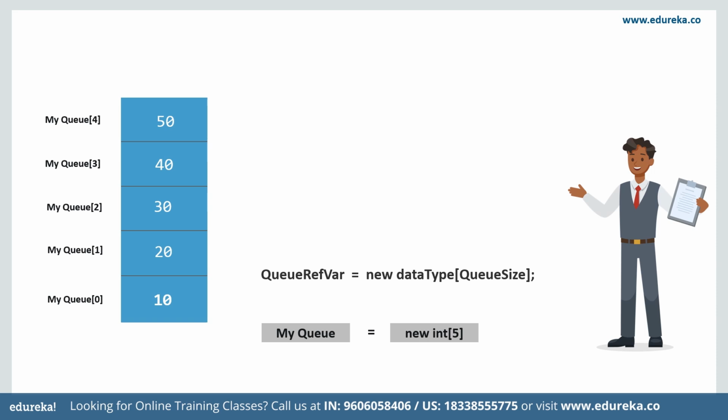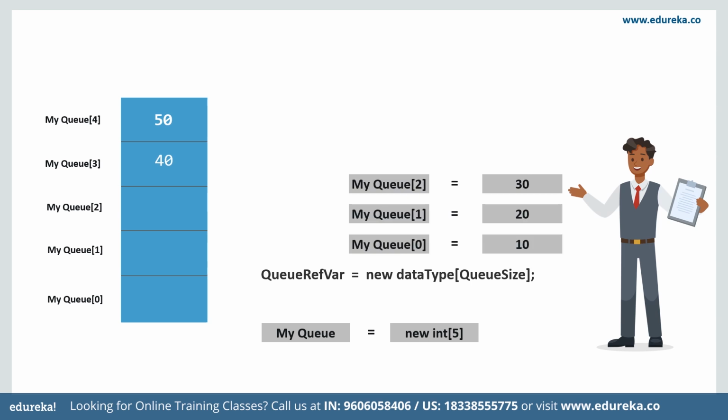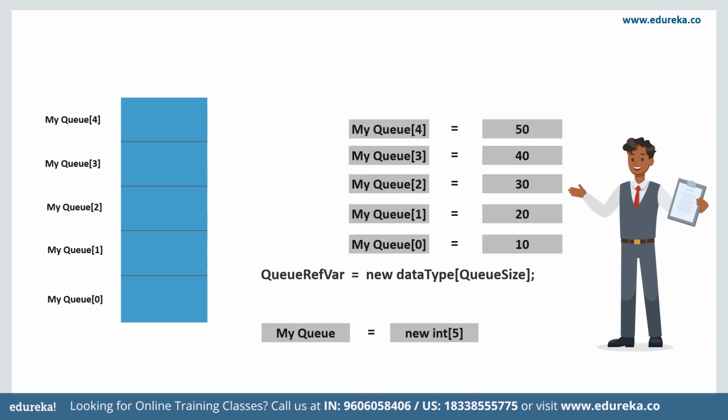Let's see practically. Let us assume that we want to access 50 from the queue. Then we have to remove 10 first, followed by that we have to remove 20, then 30, later 40, and finally 50. So this is how first in, first out works, or last in, last out works. The 50 element was the last element to come into the queue, so similarly, this is the last element to come out from the queue. So this is how queues work.